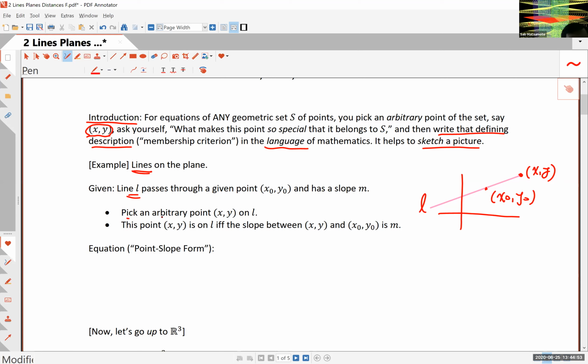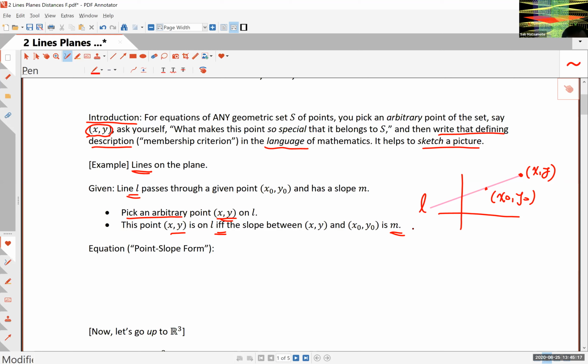So here you pick an arbitrary point, because what we would like to say is XY is on this line if and only if it satisfies a certain equation. So in this case, the point XY is on L if and only if the slope between these 2 points is M, right? That's the only requirement actually. So then you write what I just said in the language of mathematics, all right?